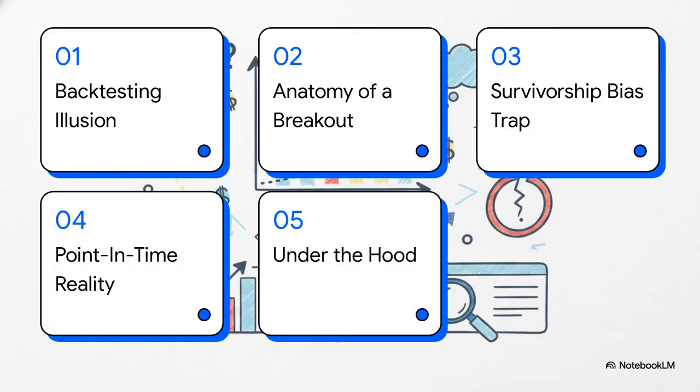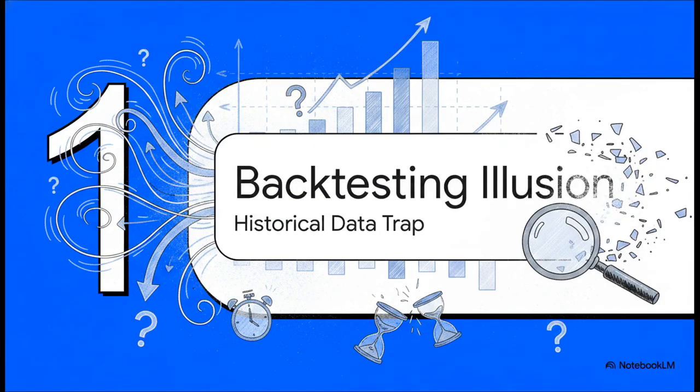Okay, let's dive right in. Here's our roadmap for today. 1. The backtesting illusion. 2. Anatomy of a breakout. 3. The survivorship bias trap. 4. Point-in-time reality check. And finally, 5. Under the hood.